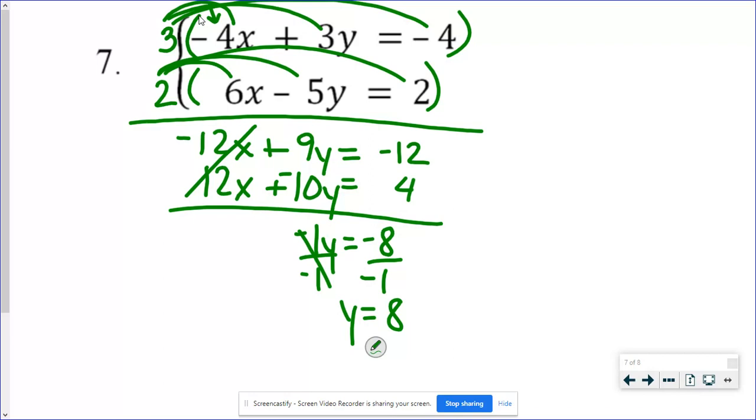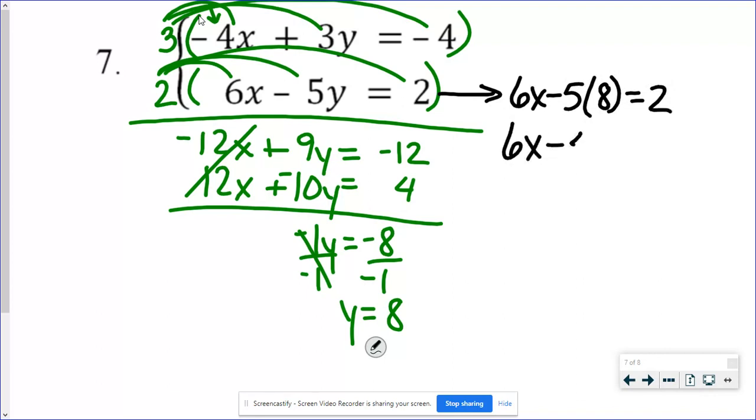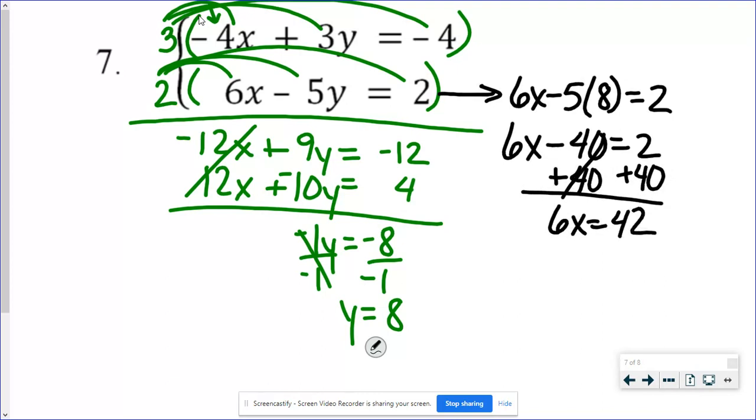And again, it really, truly does not matter which equation you use. I'm going to use this one. So I'll have 6x minus 5 times 8 equals 2. When I add the 40 to get rid of it, I get that 6x equals 42. And x will be equal to 7. So my ordered pair here is going to be 7, 8.